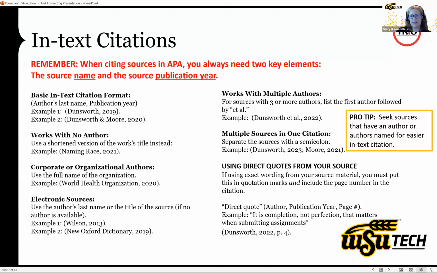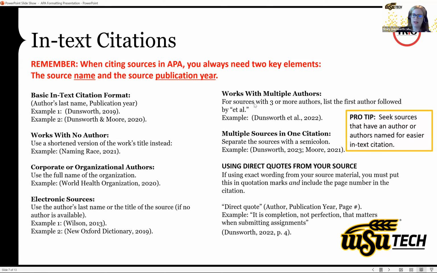If you are listing something that has only 2 authors, then you put in both authors' names with the ampersand in it, just like over here, where it says Dunsworth and Moore, comma 2020. Okay. But let's pretend that all of us in TRIO wrote a paper together. That would be more than 2 authors listed.